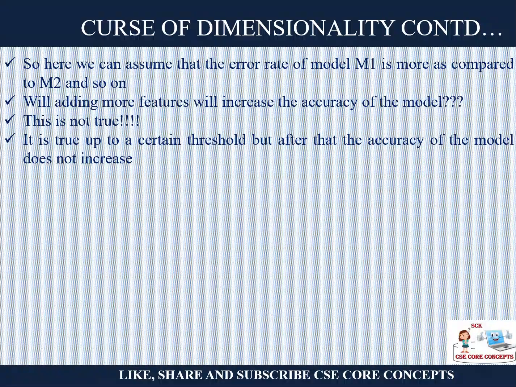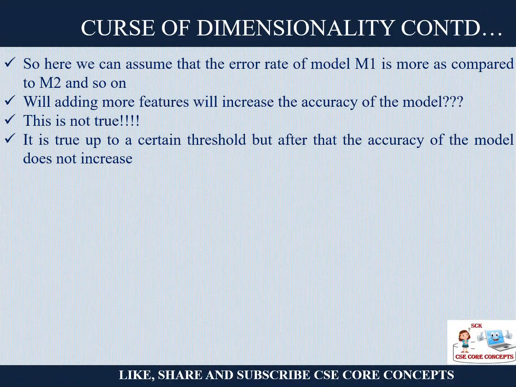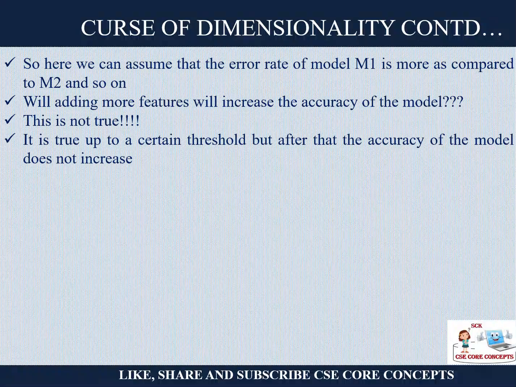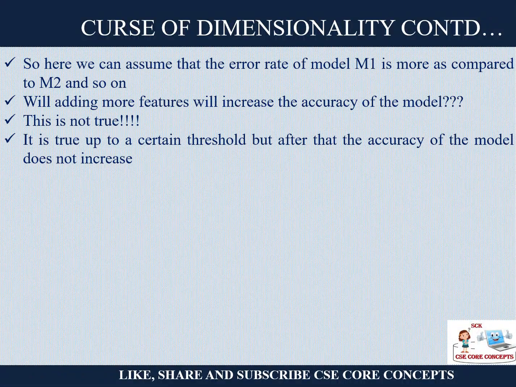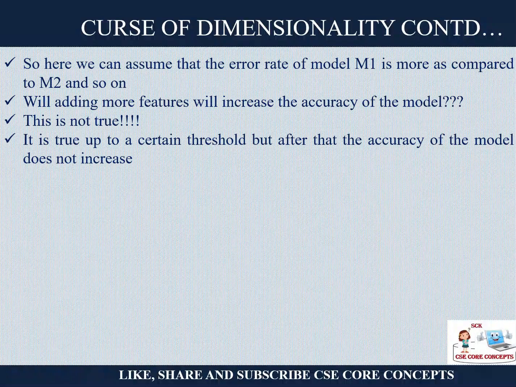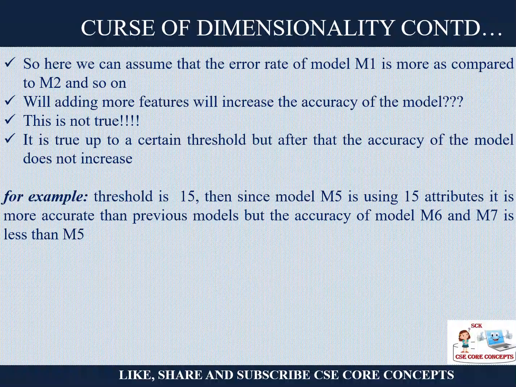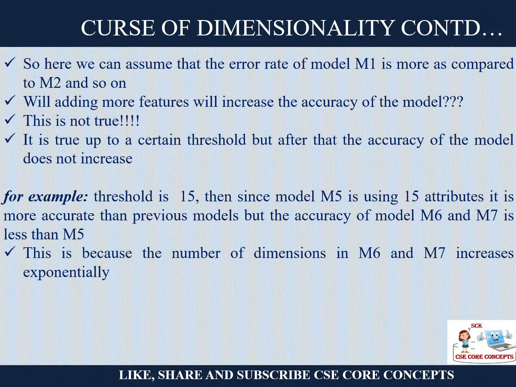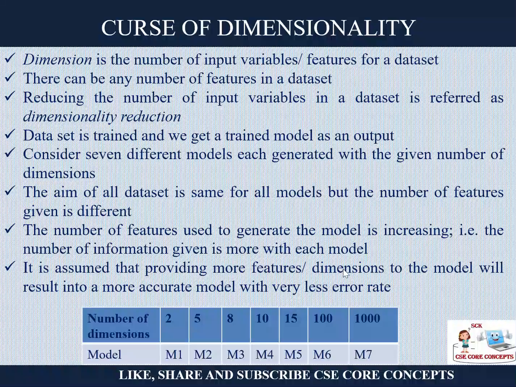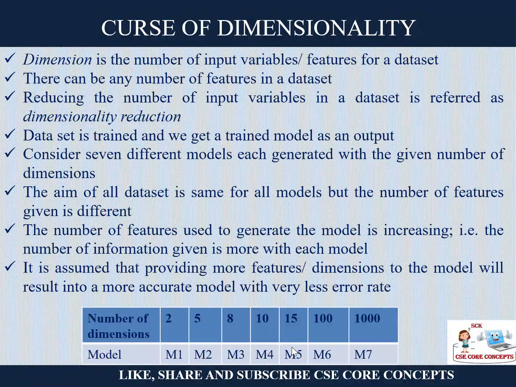But if you are using too many, that will provide overfitting, right? So you have to find out a threshold, up to how many dimensions are required, which gives more accuracy for the model. Let's say the threshold is 15. So if I am saying 15, then which model will give me the best results?